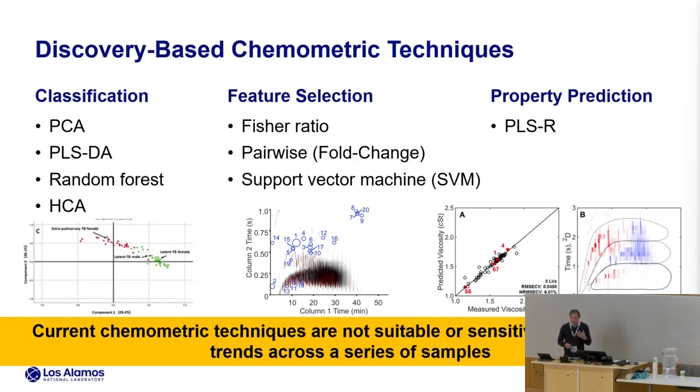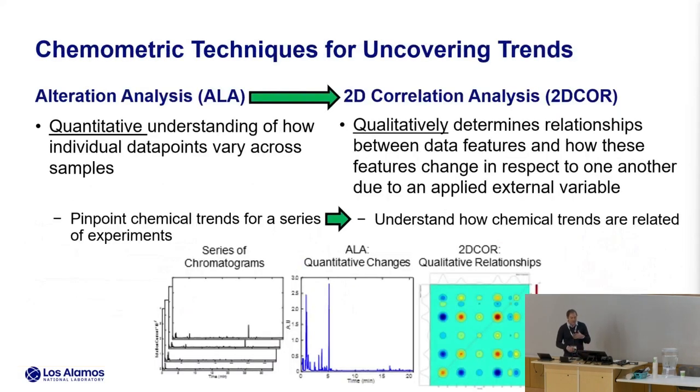All these techniques are really great, except when you try to look for trends. If you have a compound that's changing across a series of chromatograms, and it's very subtle, none of these techniques are really the right way. That's very common for us, where we have explosives that age, and we need to know what compounds are changing as a function of this aging. So we recently adopted these techniques from the spectroscopy world and applied them to GCMS, LCMS.